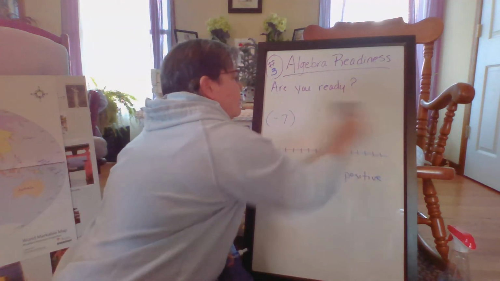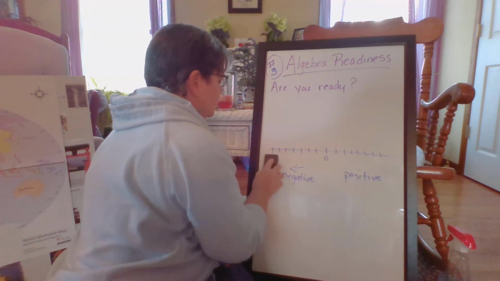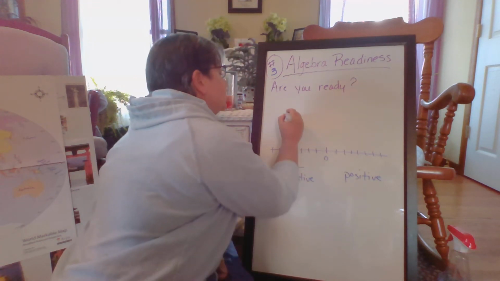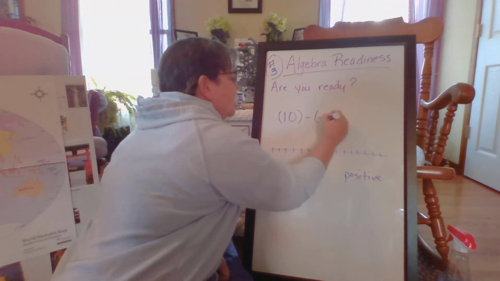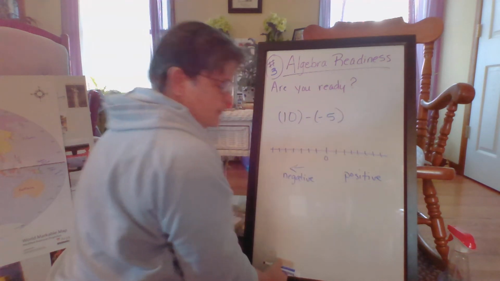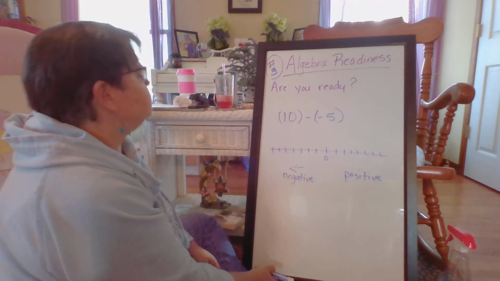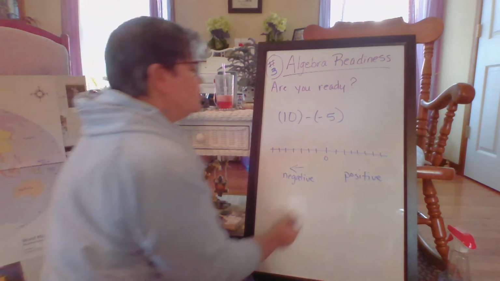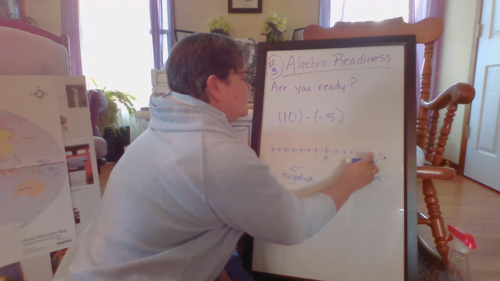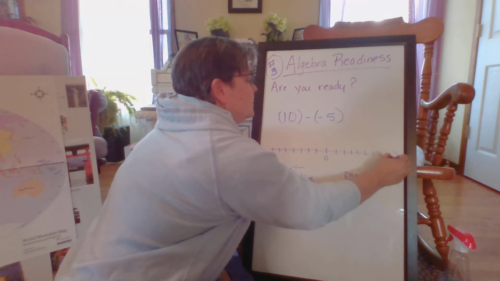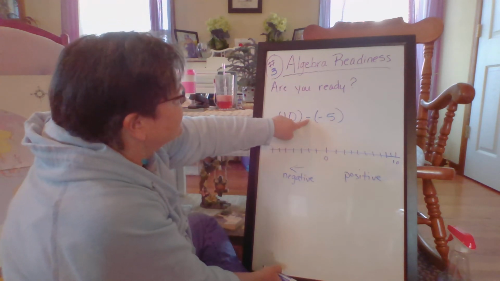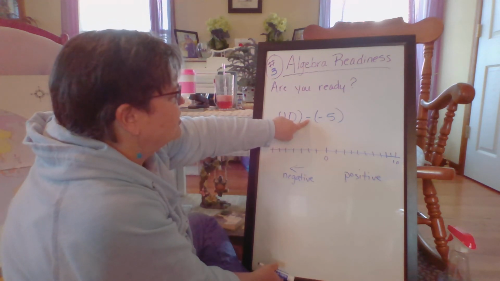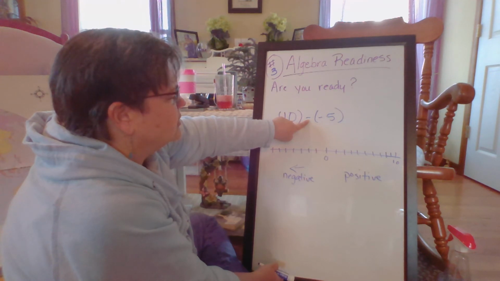Let's say we have a positive 10 minus a negative 5. Okay. So you're like, all right. So if I start with 10, 1, 2, 3, 4, 5, 6, 7, 8, 9, 10, start down here. And then I want to subtract a negative 5. And I'm like, a negative of a negative.